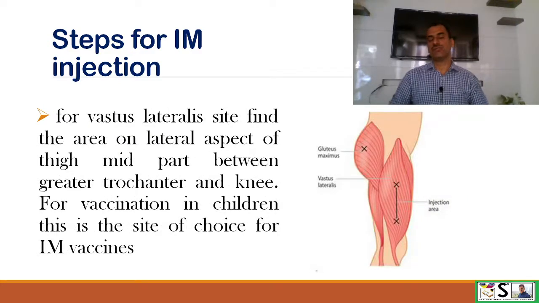Then if you want to give an injection at the vastus lateralis site, it is especially the site of choice in vaccination in children giving IM injections. So here this is the area on the lateral aspect of the mid thigh, the part between the greater trochanter and knee.